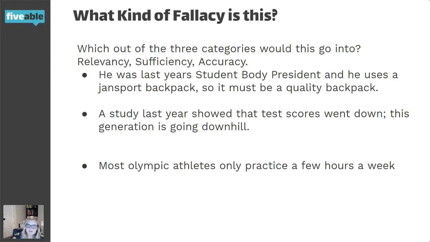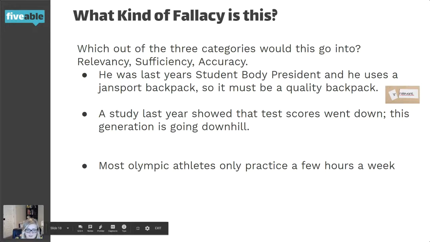See if anybody comments. Okay, relevancy, authority, says Matthew. So let's see. Yeah, it's relevancy, and you're right, it is appeal to authority because student body presidents are often looked up to, so it's appealing to authority. Good job, Matthew. Extra points for guessing the authority.